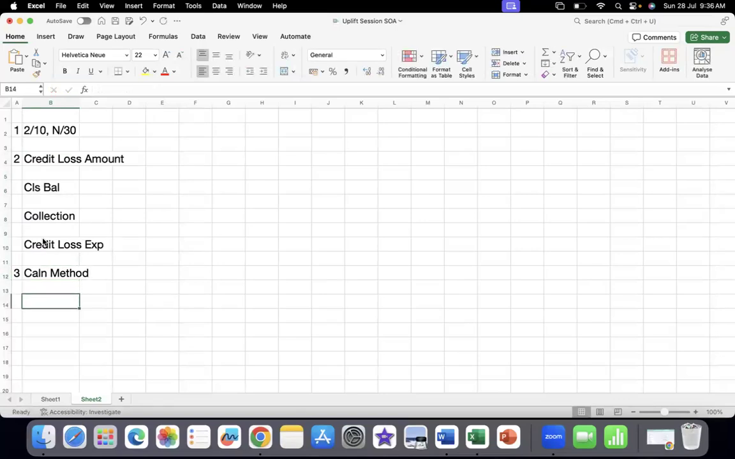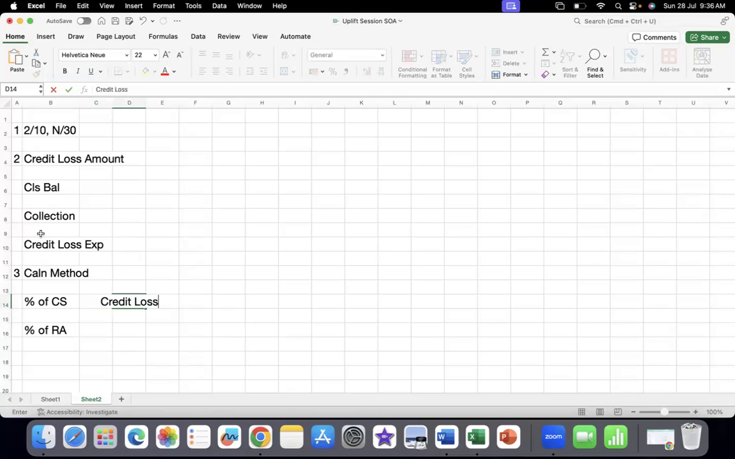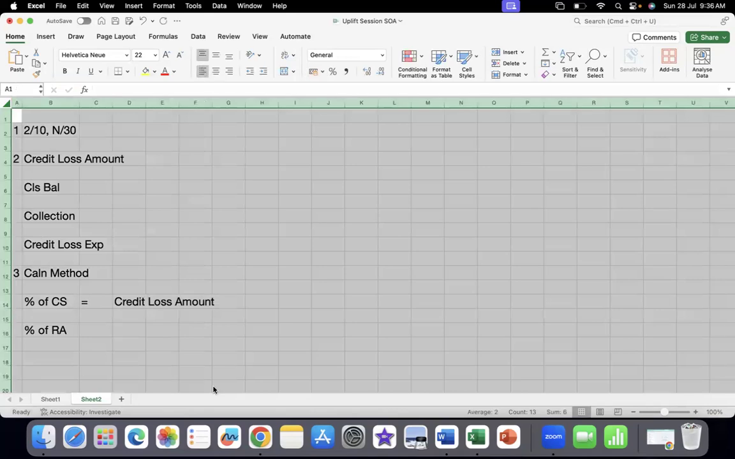So there are two methods to calculate it. The first one is called percentage of credit sales. The second one is called percentage of receivable amount. The key difference between these two methods is that the percentage of credit sales will give you directly the credit loss amount.